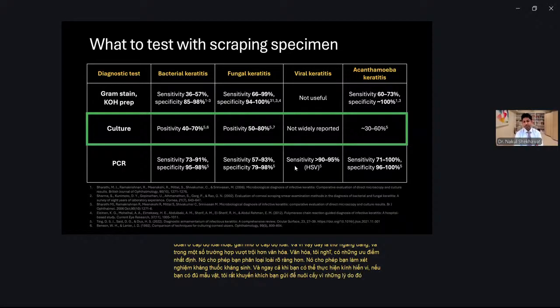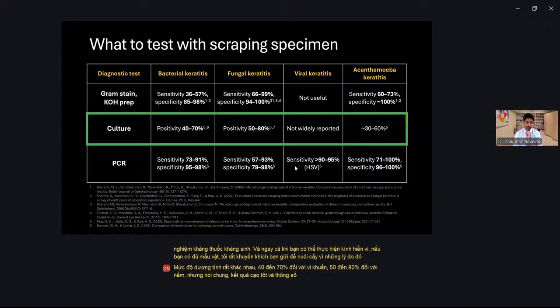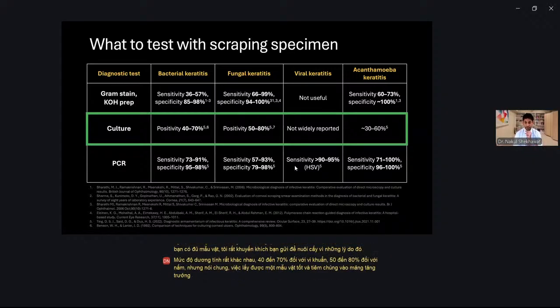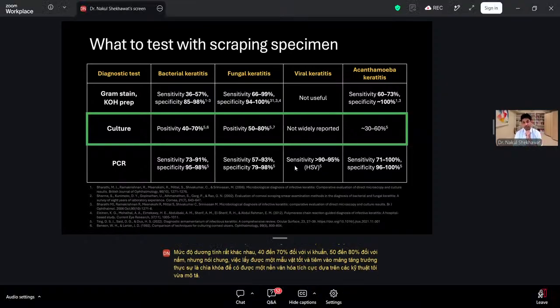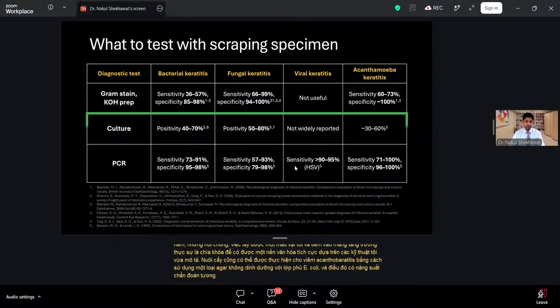The positivity is highly variable, 40 to 70% for bacterial, 50 to 80% for fungal. But generally speaking, getting a good scraping and good specimen and inoculating it on the growth plate is really the key to getting a positive culture based on the techniques I just described for scraping. Culture can also be done for acanthamoeba keratitis using a non-nutrient agar with E. coli overlay, and that has comparable diagnostic yield to polymerase chain reaction or PCR.